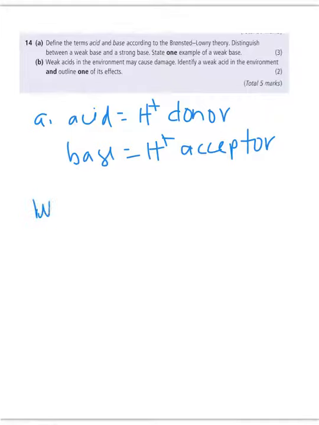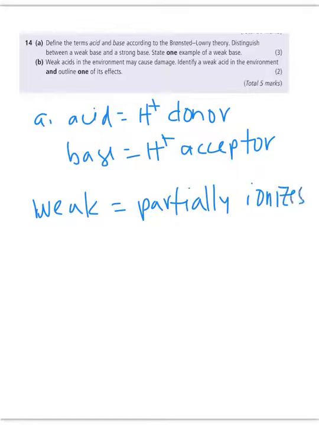Distinguish between a weak base and a strong base. I guess this is all part of 8. Weak only partially dissociates in water, or partially ionizes in water, whereas strong is considered to completely ionize in water.